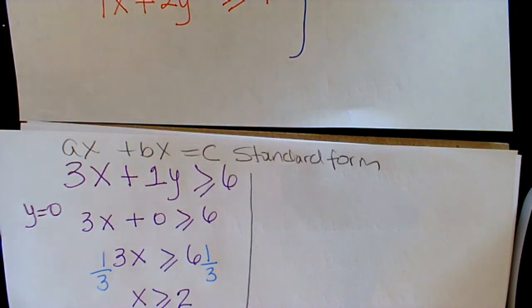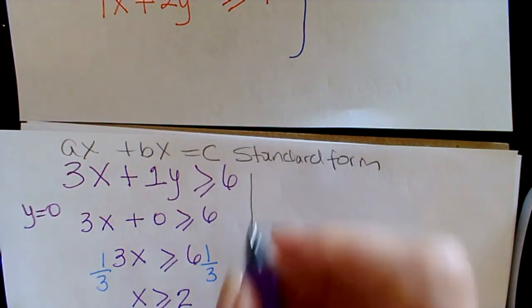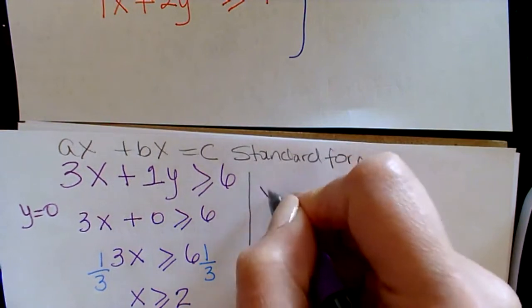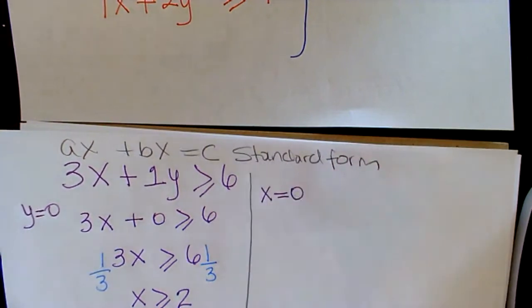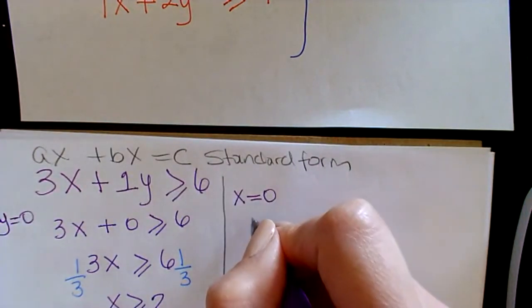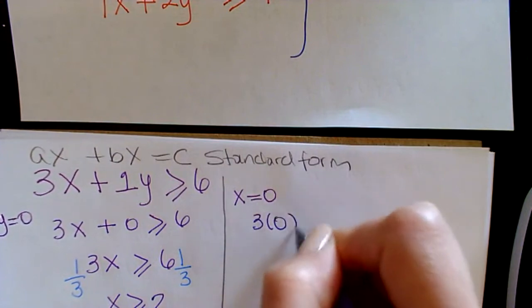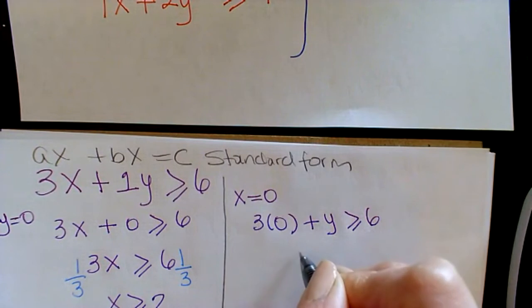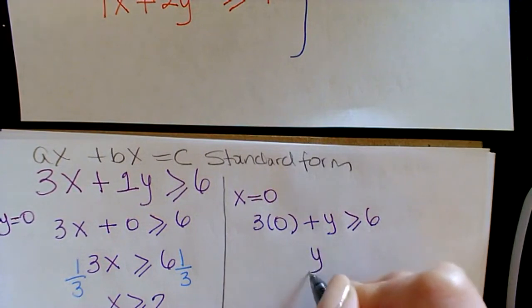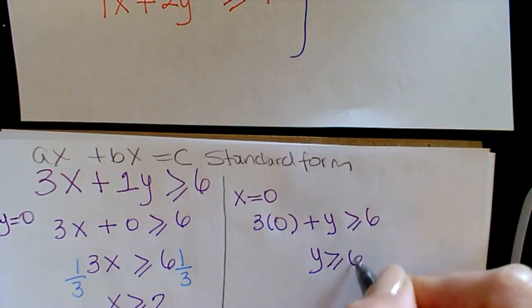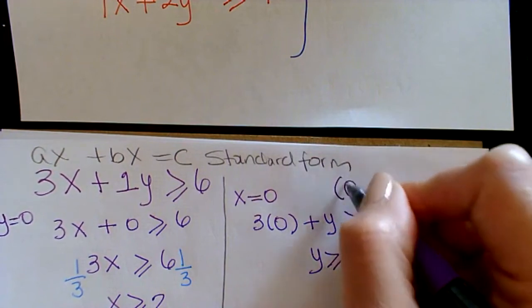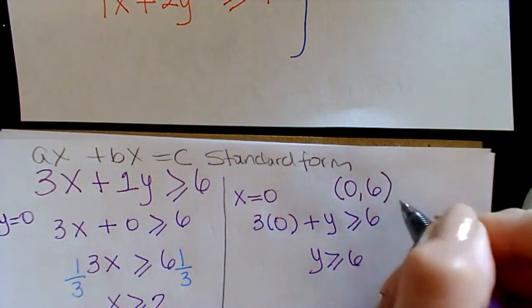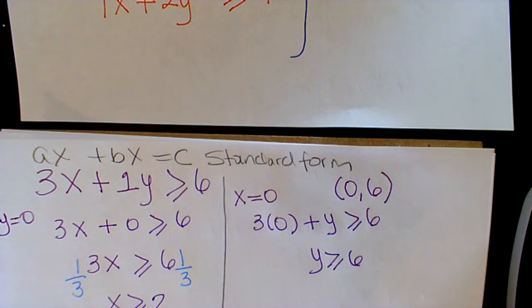And the other one would be, let me do it here, when x is equal to 0. So it's going to be 3 times 0 plus y greater than 6. So this is going to be what? Y greater than 6. So I have, when x is equal to 0, y is equal to 6.